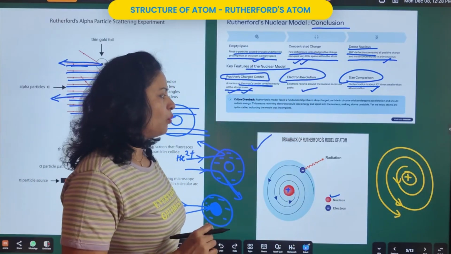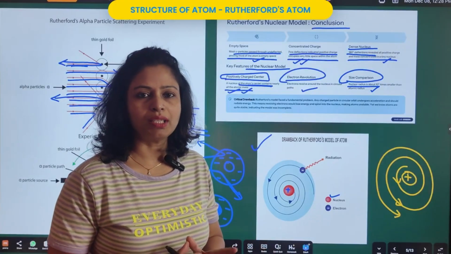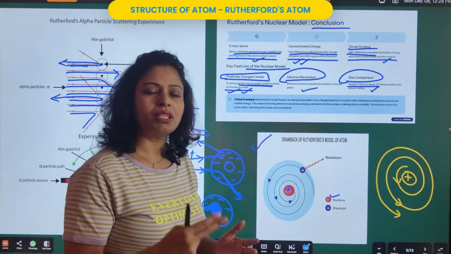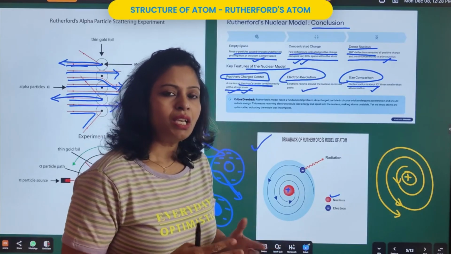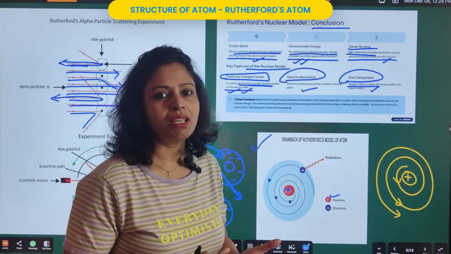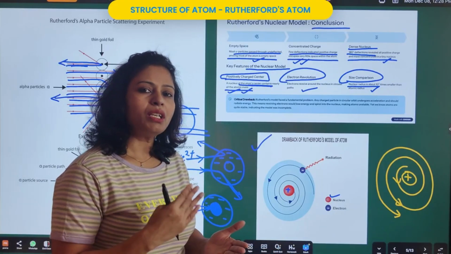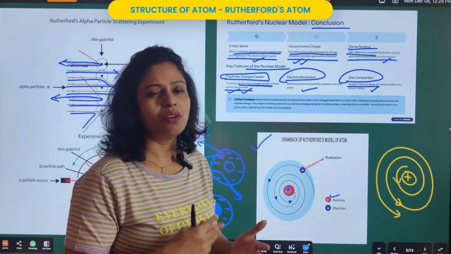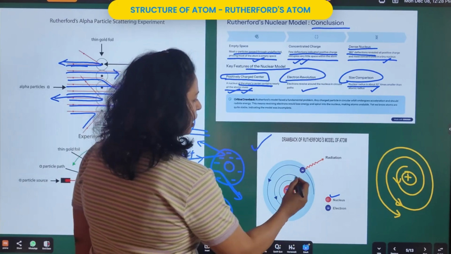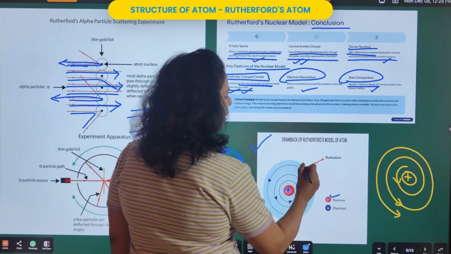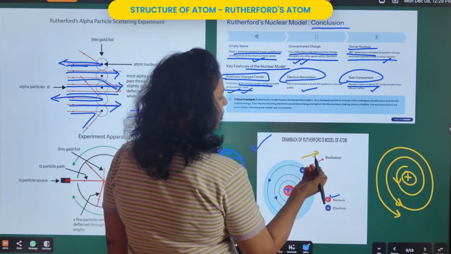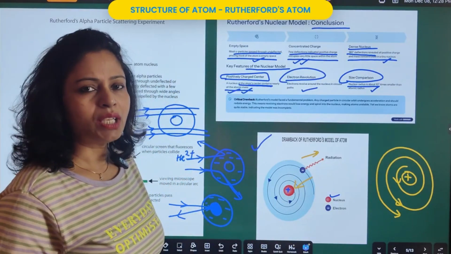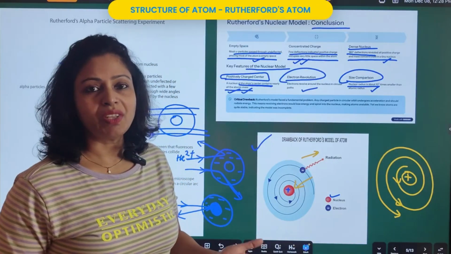So what was the drawback of Rutherford's model? When the electron is revolving around the nucleus, it is in motion, right? So it has some accelerated motion. When a body moves in accelerated motion, it always loses energy, it always radiates energy. So the moving electron will radiate energy. Ultimately it will lose all its energy and fall back onto the nucleus. Okay, so that was a drawback Rutherford could not explain.